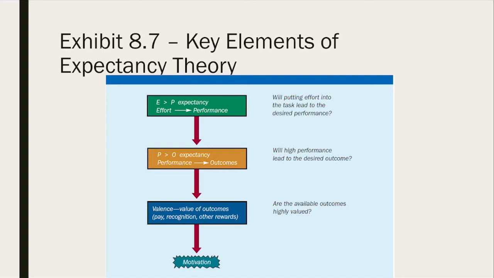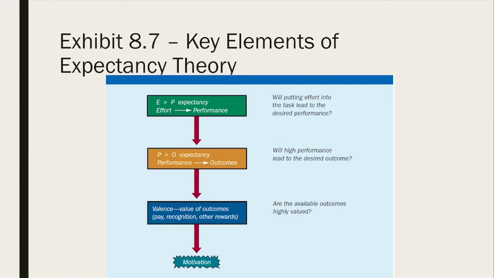And then you want to ask yourself, as you take a look at this first section, will putting forth effort into the task lead to the desired performance? Will me studying for an exam lead to me passing that exam? And then you move on to the second level, and will high performance lead to the desired outcome? Do I want to get an A? If that's the desired outcome, then that's the question that you'll ask. Will putting effort into the task, such as passing the exam, lead to me getting an A? And if it will, then you keep moving.